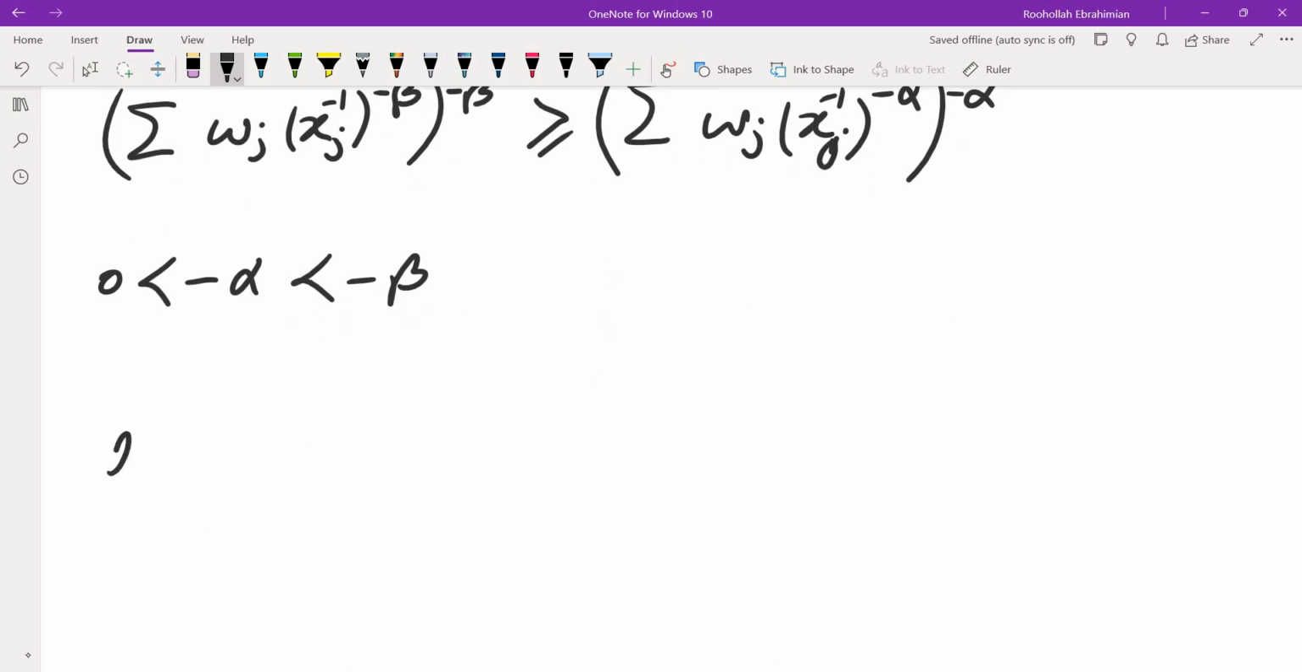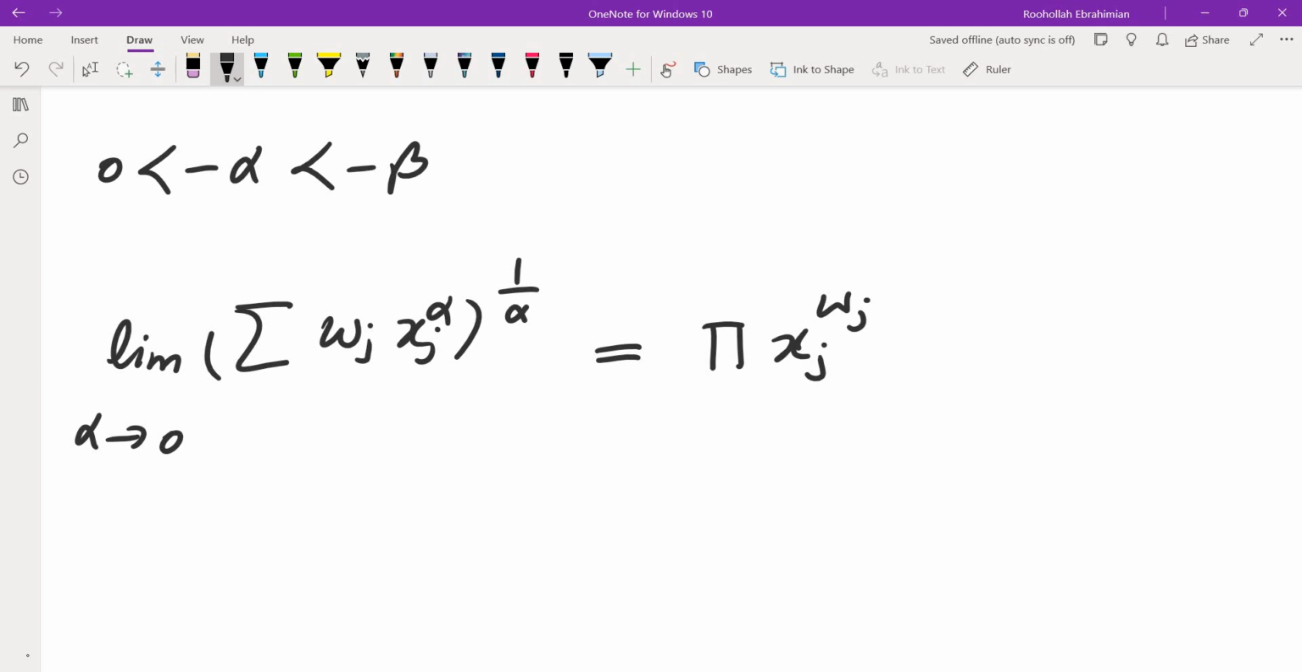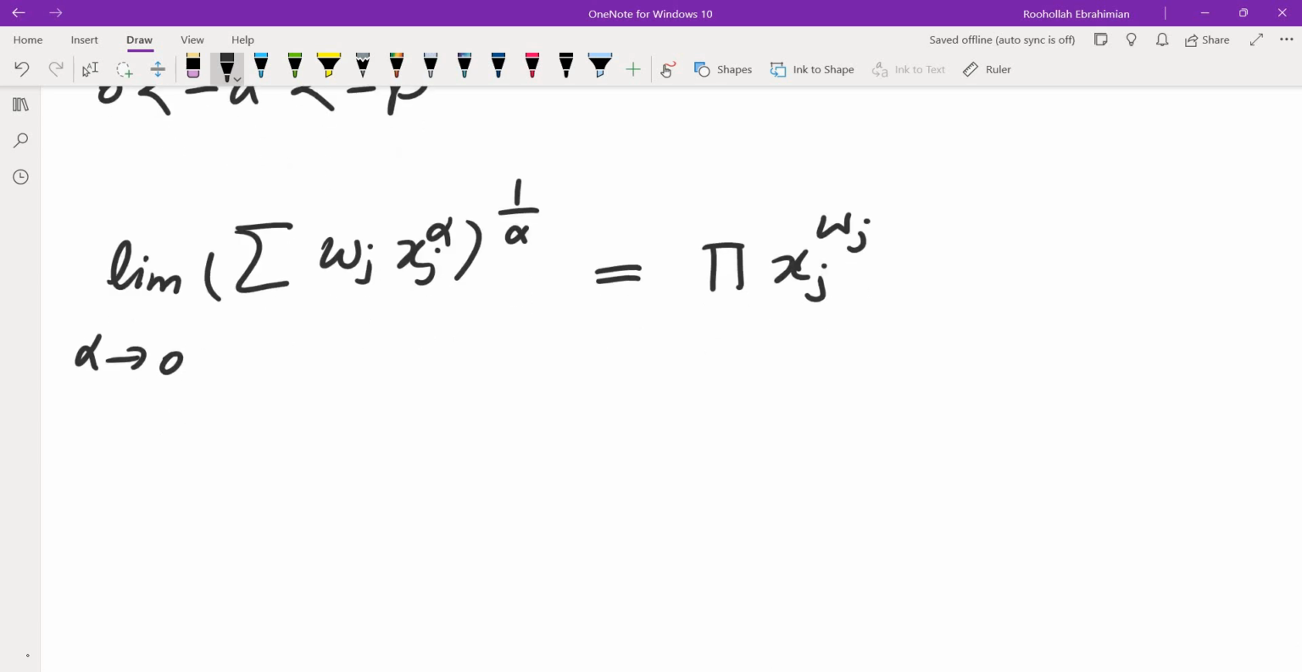Let's see what happens. If you take the limit of the sum wj xj to the power of alpha, raised to the power of 1 over alpha, as alpha approaches 0, we would like to show this is equal to the product of xj to the power of wj, which was the weighted geometric mean. Okay, so how do we prove this one? Because when you plug in alpha equals 0, you get an indeterminate form. What you would get is the sum of wj's, if you substitute alpha equals 0, raised to the power of 1 over 0. Of course, this is 1 raised to the power of infinity.